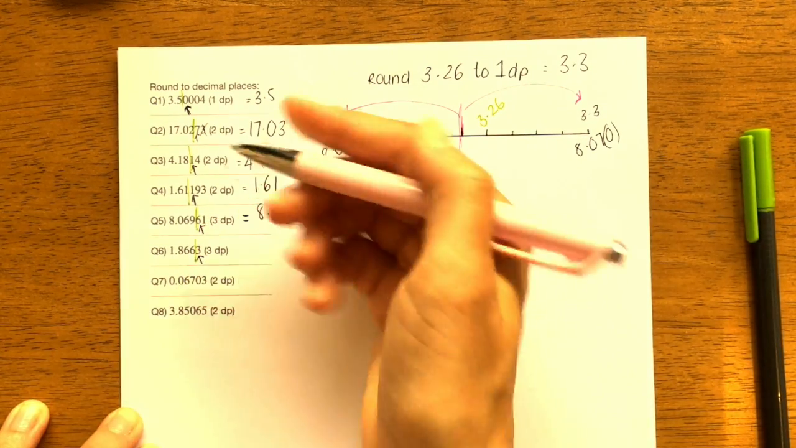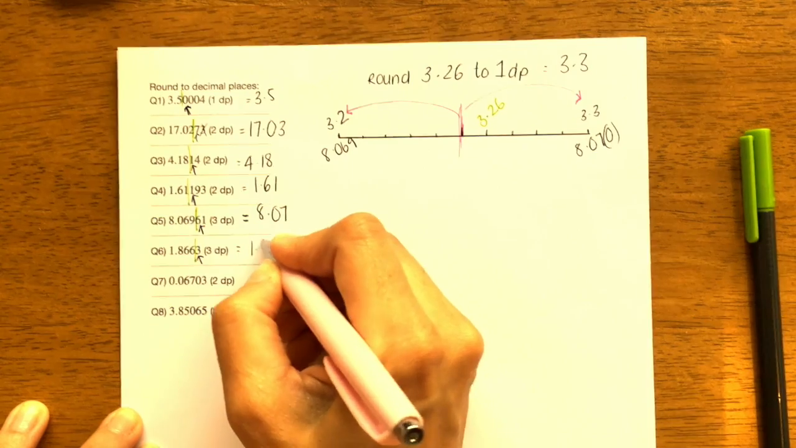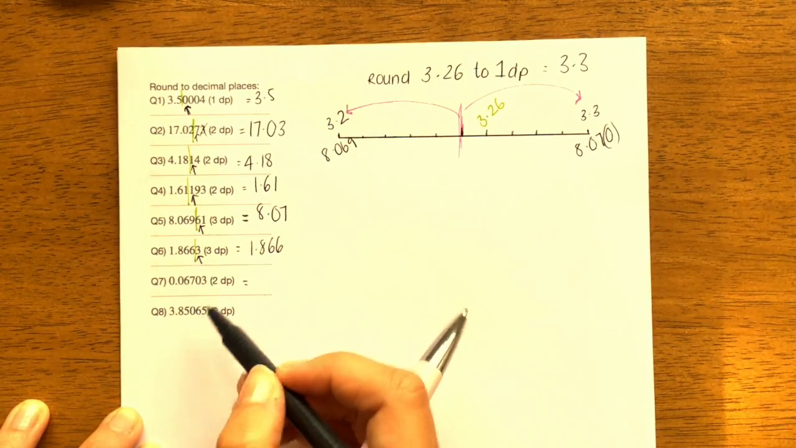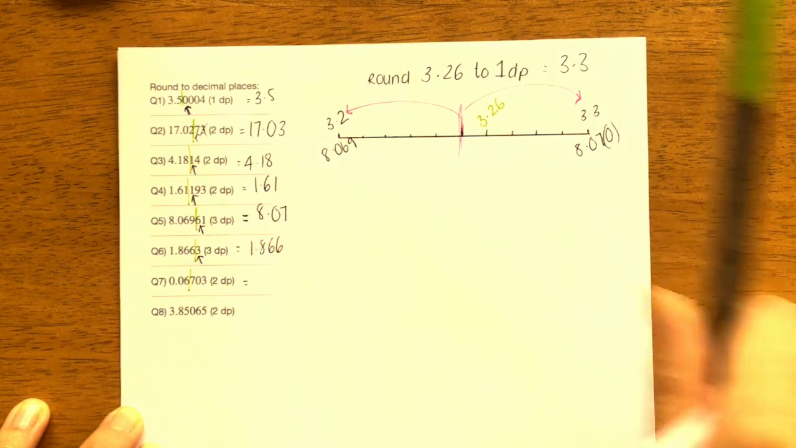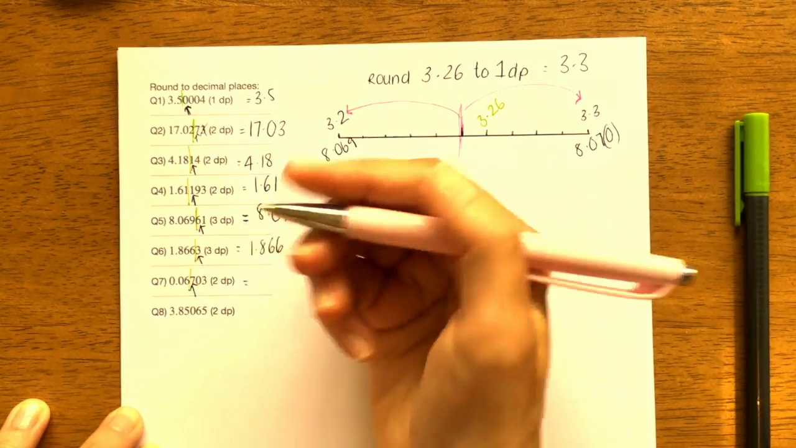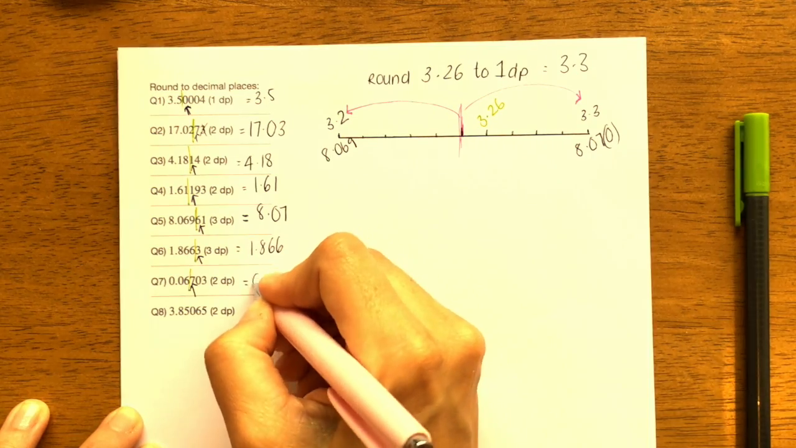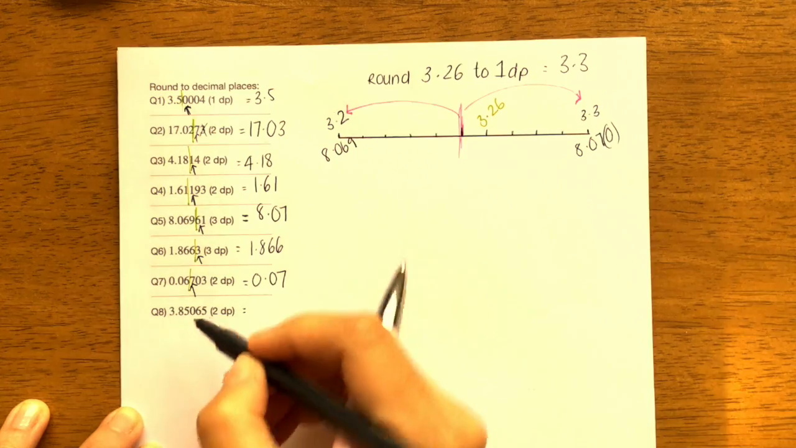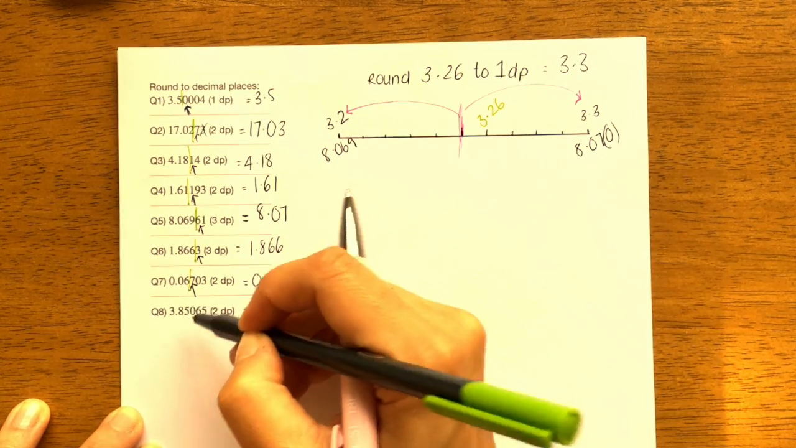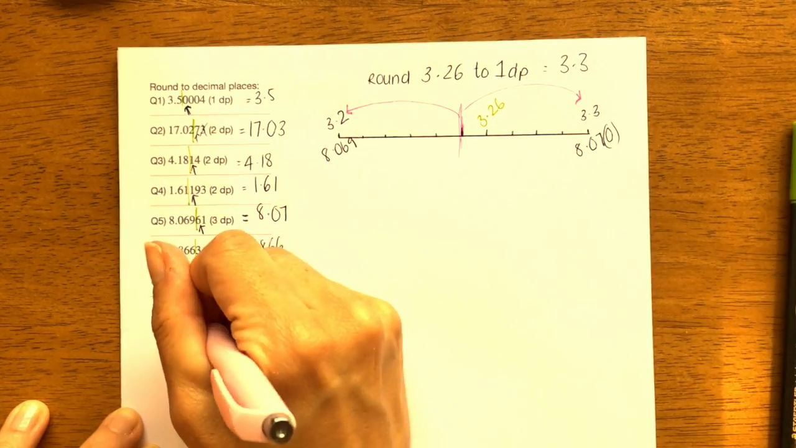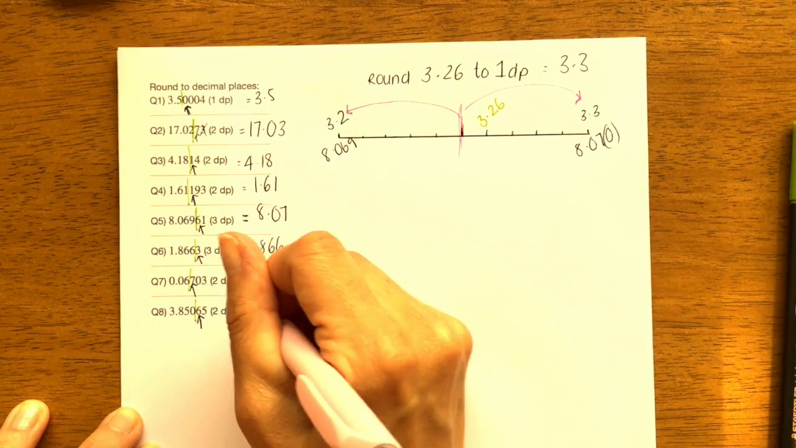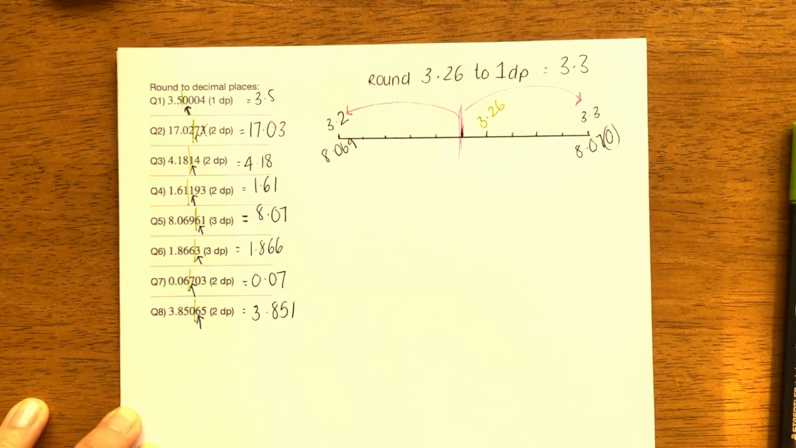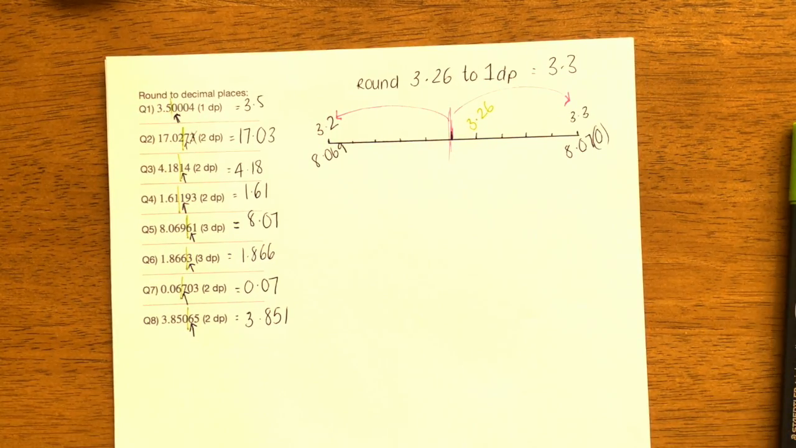The next one, again, 3 decimal places, so I'm going to cut off there. I'm looking at the 3. The 3 isn't going to change it, so it's 1.866. Next one, 2 decimal places again, so 1, 2. So my cutoff. It's a 7, so it's going to make it go up to the next number, so it's 0.07. And the last one, 3 decimal places, so 1, 2, 3, cutoff is there. I'm looking at the 6. Yes, the 6 changes it, so it's going to be 3.851. Hope that makes sense to you. Have a go at the questions now yourself.